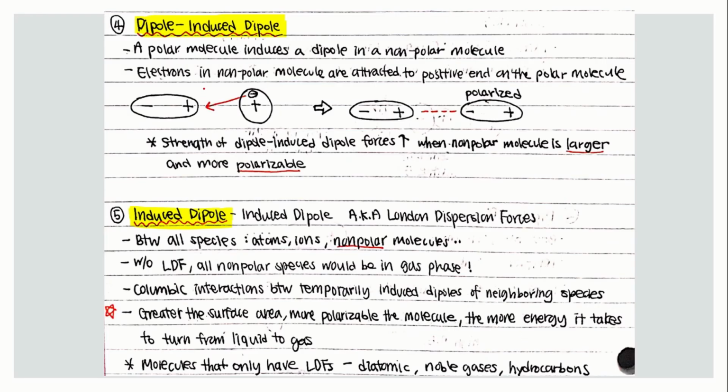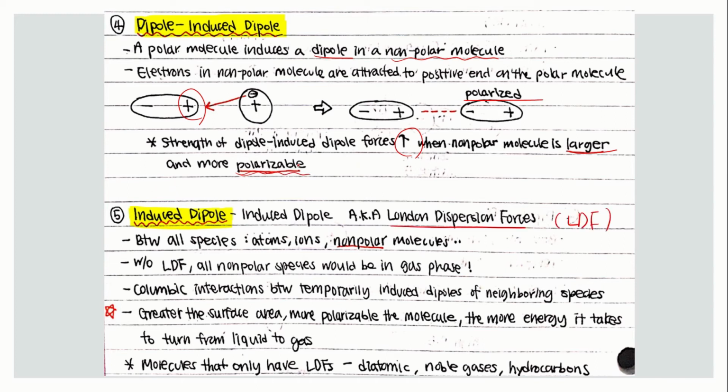Next is the dipole-induced dipole forces, and it's when a polar molecule induces a dipole or a polarity in a non-polar molecule. So even if you are non-polar, a polar molecule can come near you and then excite the electrons and then make you polar. So electrons in non-polar molecules are attracted to the positive end of the polar molecule. So as the electrons in the non-polar molecule get attracted to the positive end, they will be polarized. And the strength of dipole-induced dipole forces increases when the non-polar molecule is larger because it will be more polarizable.